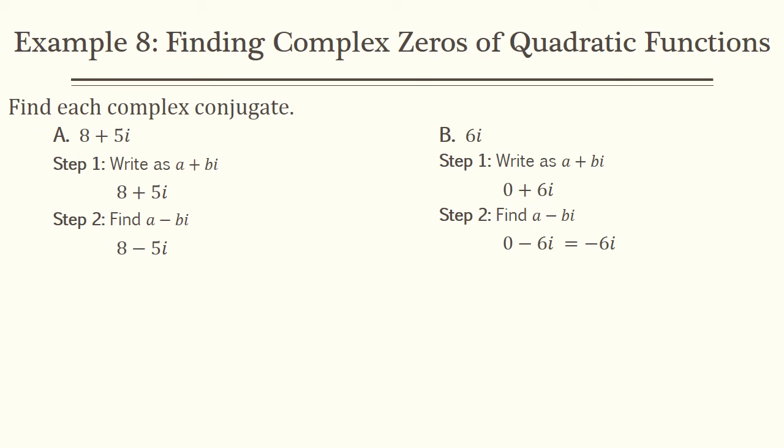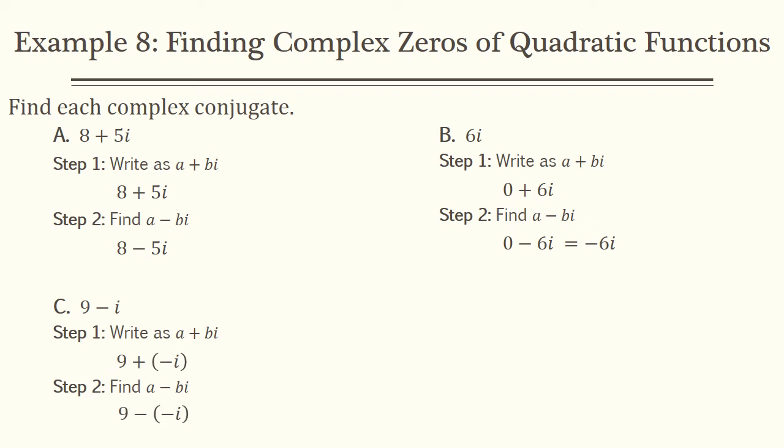But we're not done there yet. Let's look at another one. 9 minus i. Step 1. Write it as a plus bi. In order to do that, it's 9 plus negative i. Find a minus bi, so replace a and b. So 9 and negative 1. So you get 9 minus a negative i, which simplified is 9 plus i.